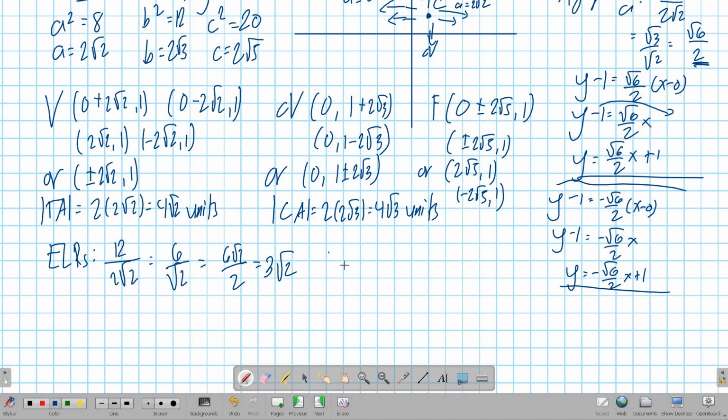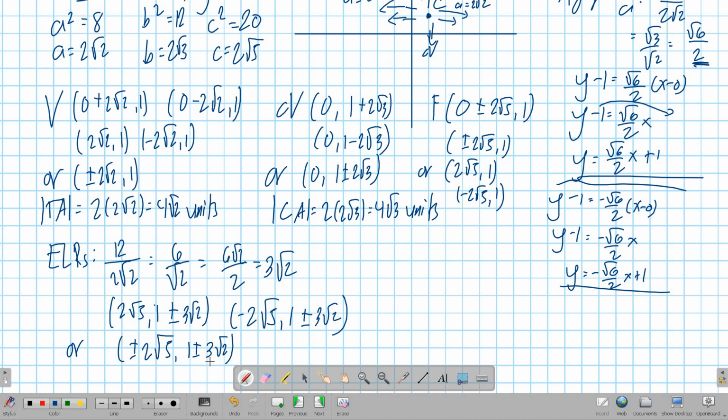Hence, in the first focus, this will then become 2 square root of 5, then we add and subtract 3 square root of 2 from 1. In the second focus, that's negative 2 square root of 5, we also add and subtract 3 square root of 2 from 1. So we can write our foci like this, or we can have all 4, but I will not write it down anymore, or we can have it as plus or minus 2 square root of 5, comma 1, plus or minus 3 square root of 2.